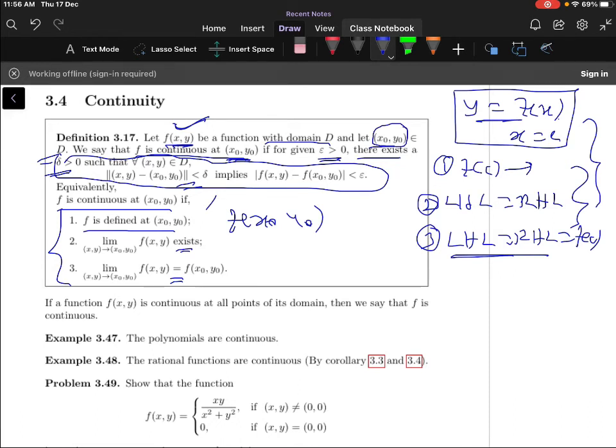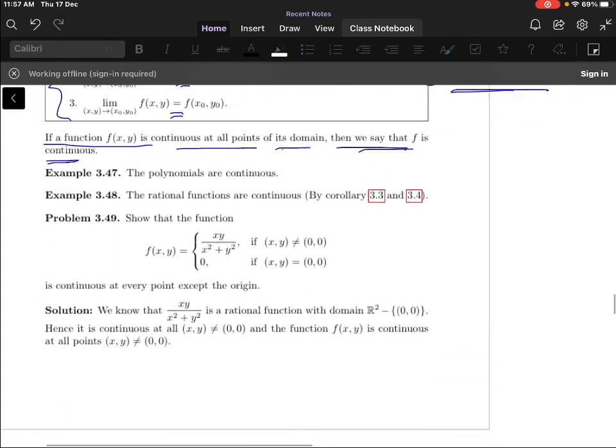So in the same fashion, once we define for the function of a single variable, we can define for two variables also. If a function f of x comma y is continuous at all the points of its domain, then we say that f is continuous everywhere in the domain D. So let us take some examples here.